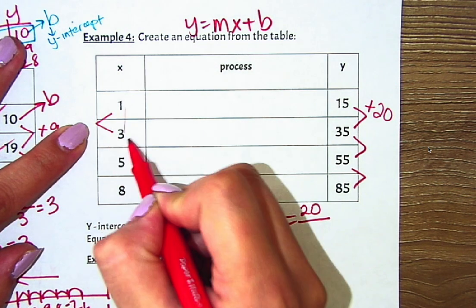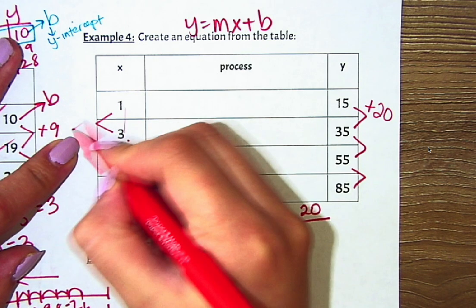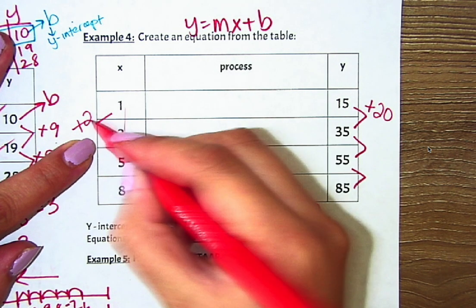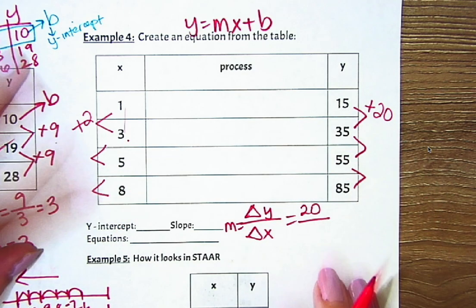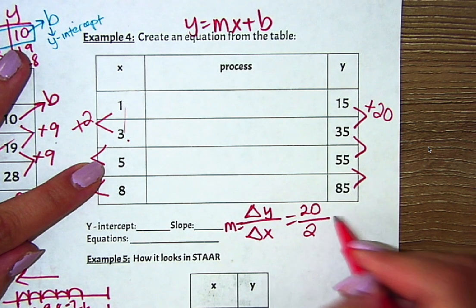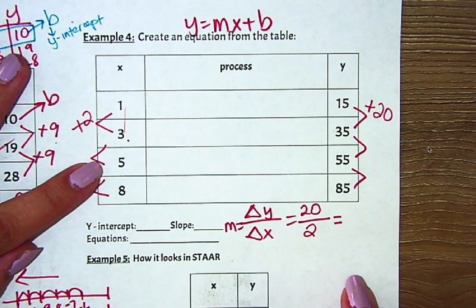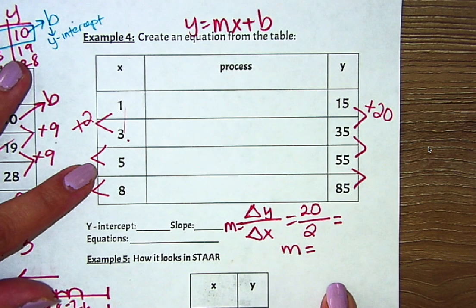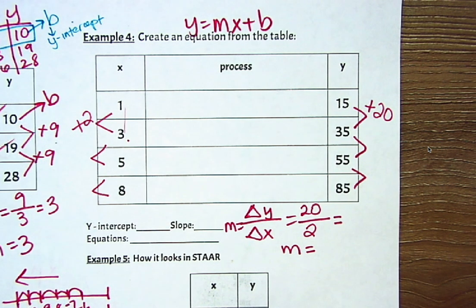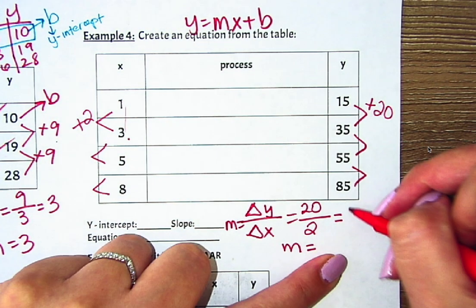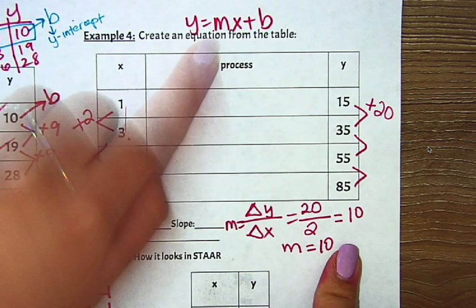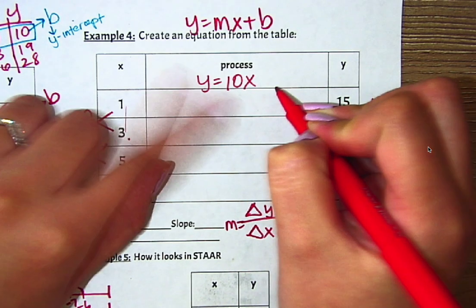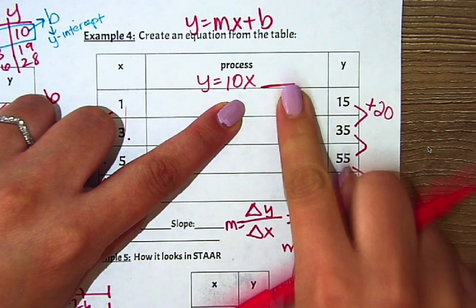We're going from 1 to 3. My number is getting bigger. I'm adding. What number can I add to get to 3? 2. You're going to finish that. Check it for me. The change in x is 2. Divide those two and you'll get m equals, okay, so 20 divided by 2 is 10. So my m is 10, so I can plug that in my equation. Y equals 10x. I still gotta find my b, okay?